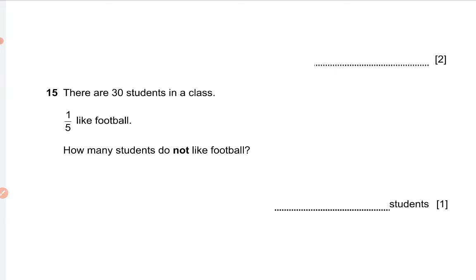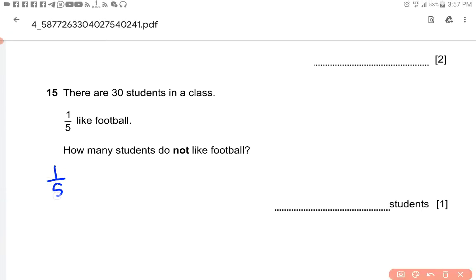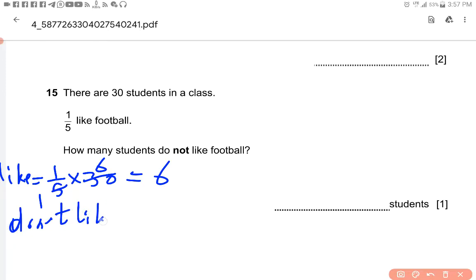There are 30 students in a class. A fifth like football. How many students don't like football? Who likes football? A fifth times 30. 5 divided by 5 equals 1, and 30 divided by 5 equals 6. 1 times 6 equals 6. Here, like. And those who don't like equal 30 minus 6 equals 24. So here write 24 students.